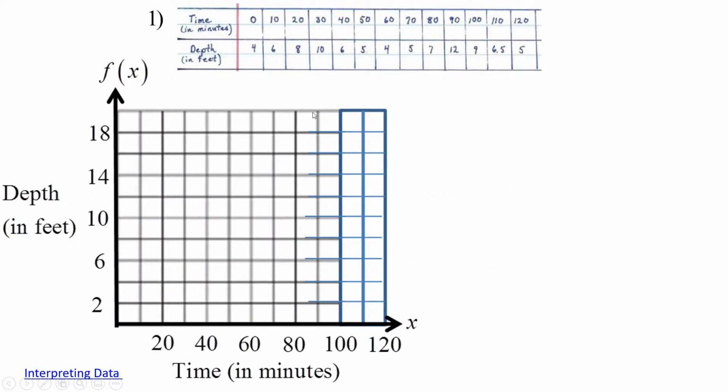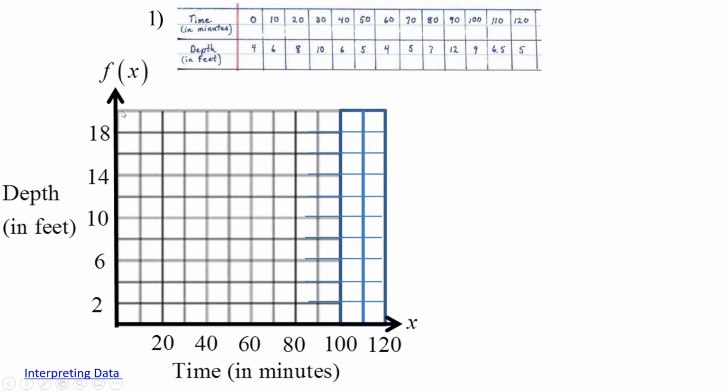So, I have given you a copy of this graph right here. If I want to talk about key features of a relationship, I like to look at a graph because then I can see everything clearly. So, we're going to take Alonzo's table and plot these points on the graph. Time is on the horizontal axis, up to 120 minutes, and depth in feet is on the vertical axis, f of x, depth in feet.